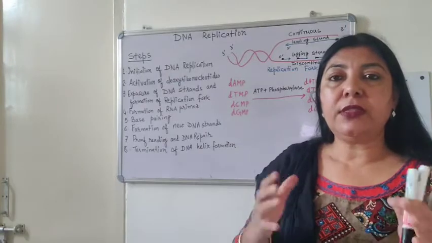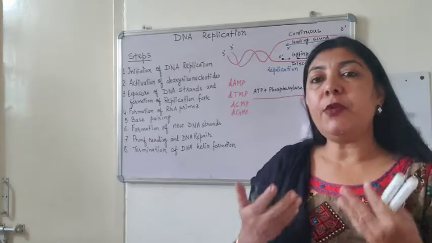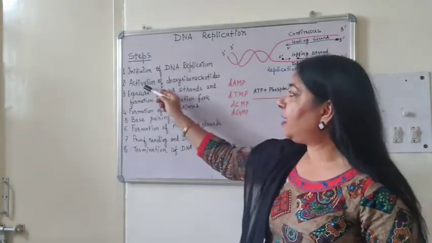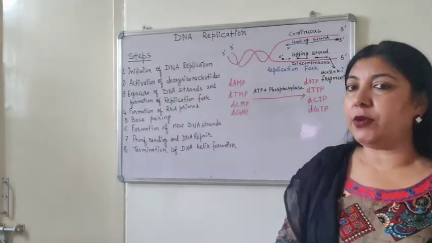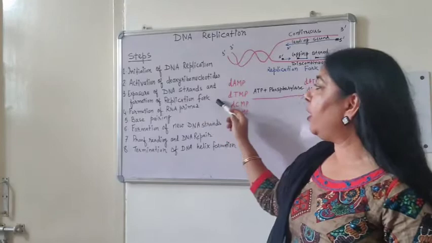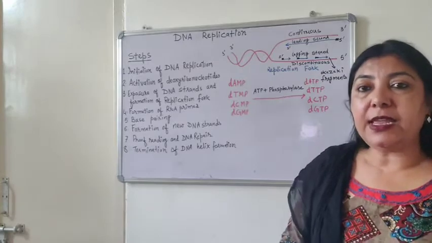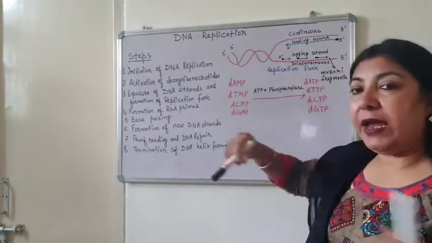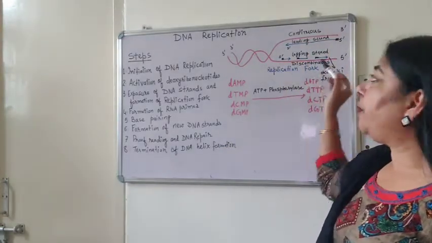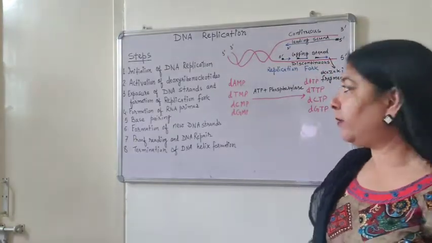As I mentioned, they are dual in nature. They will act as the raw material as well as provide the energy for elongating the DNA strand. So the second step is activation of deoxyribonucleotides. Now comes the exposure of DNA strand and formation of replication fork, as I have already mentioned. Because of the helicase and topoisomerase, the unwinding of the DNA will take place and a replication fork will be produced. Only at the replication fork the DNA process will begin.